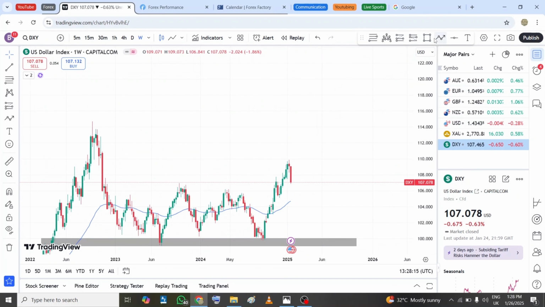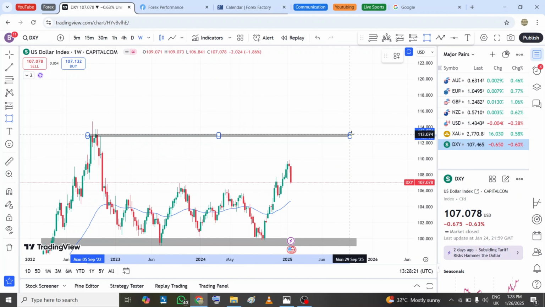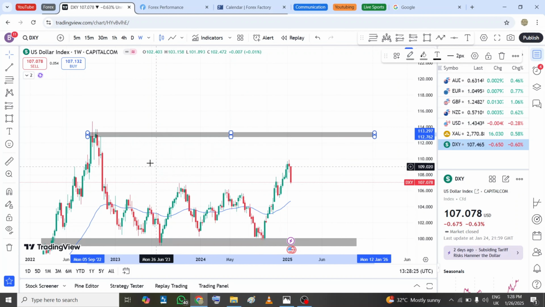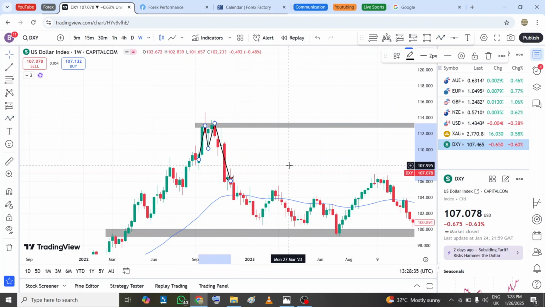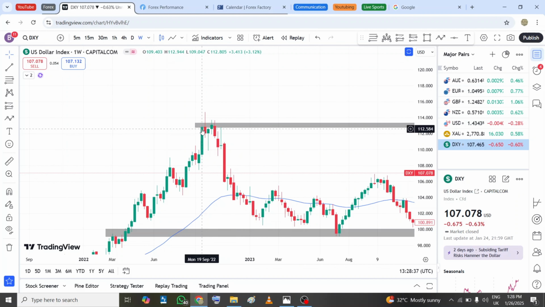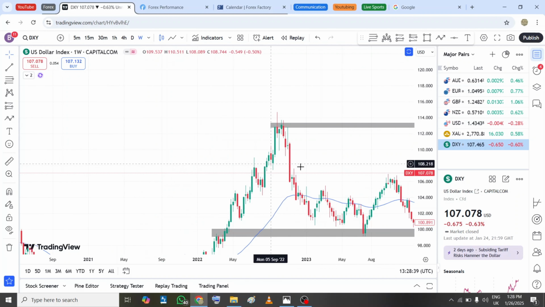The most obvious turning point here is this point right here. When you look closely, you're going to notice that price came all the way, tapped here, reversed a bit, came back, tapped it, and now dropped. There were 2 touches up here, so that makes it obvious.